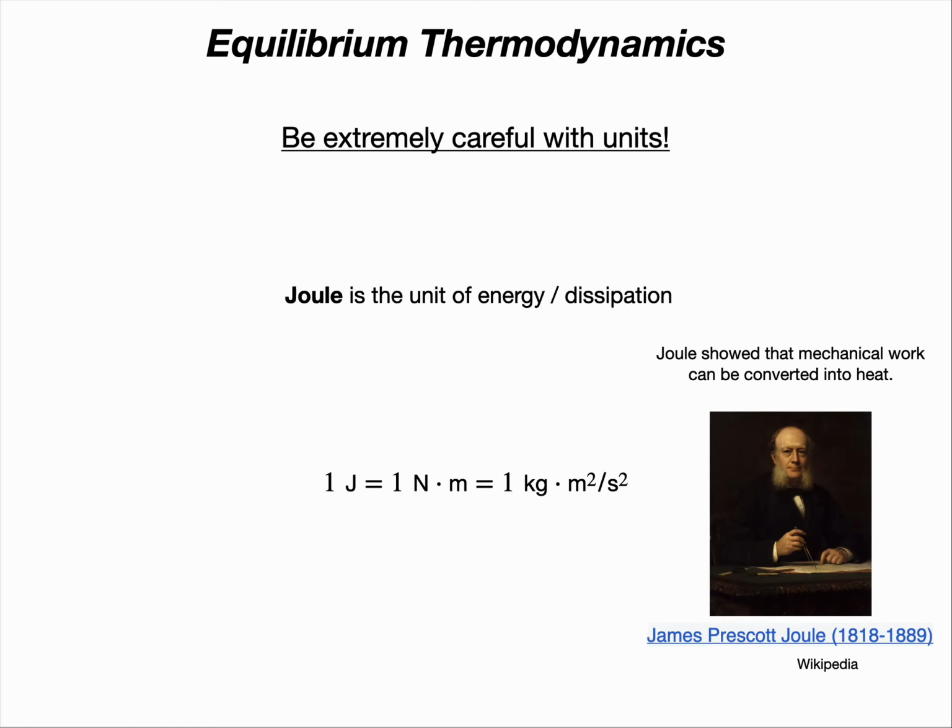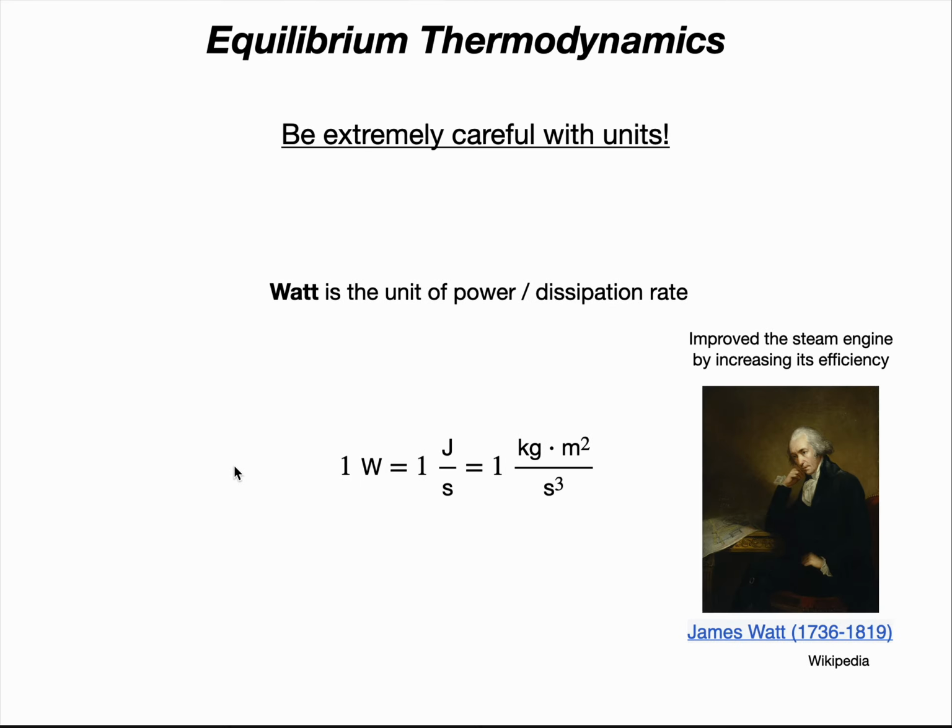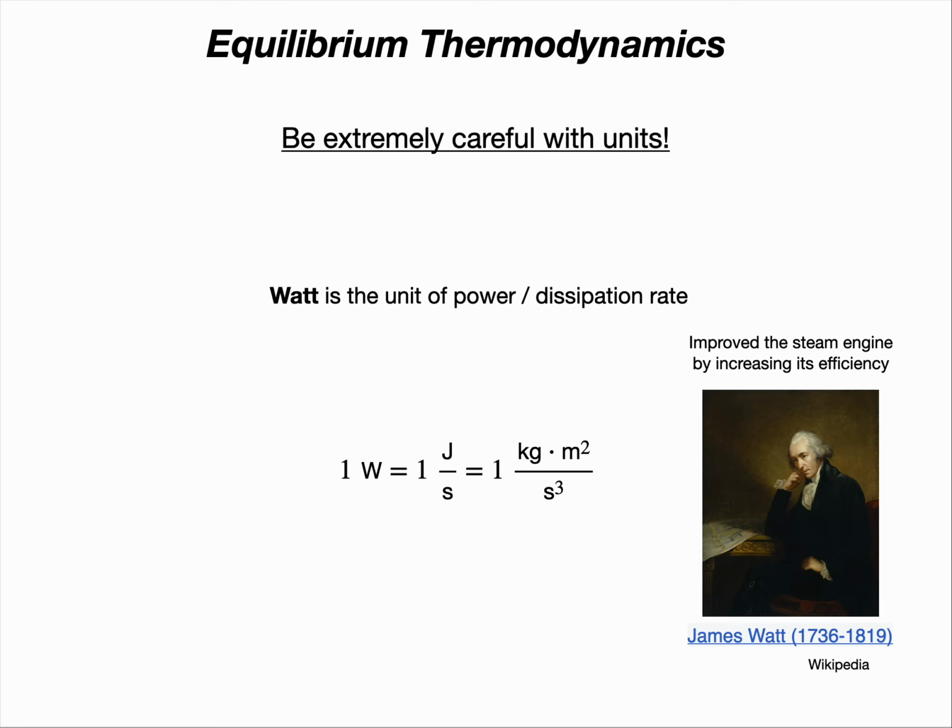Then, since we are doing thermodynamics, we need energy and dissipation. Energy and dissipation are in unit joule, and the joule is a Newton times meter. Last but not least, we need the watt. The watt is the unit of power or dissipation rate, and 1 watt is 1 joule per second. All these units are going to be used in the lecture, so be extremely careful to avoid mixing them. I actually do mix them quite a lot, and I have to correct myself all the time, so let's all be very careful.